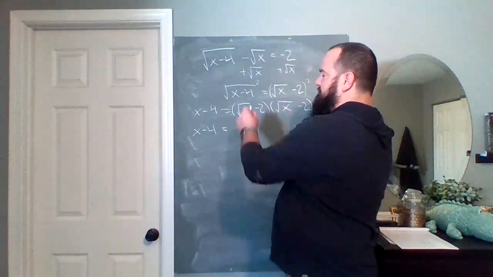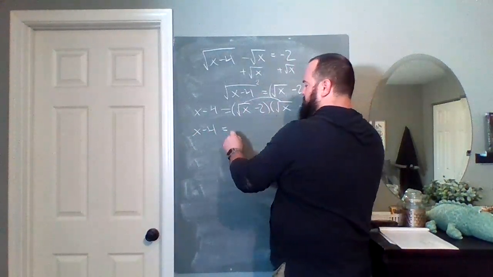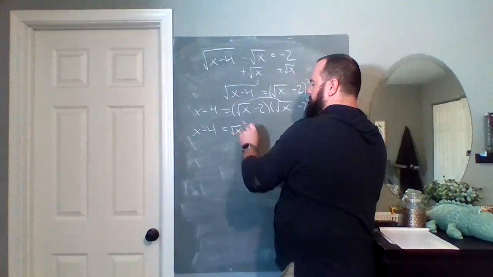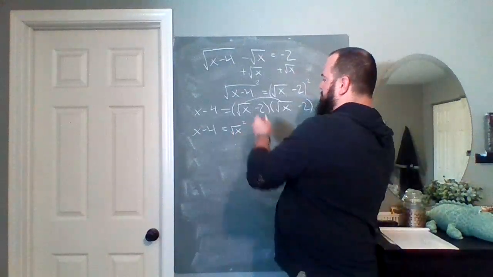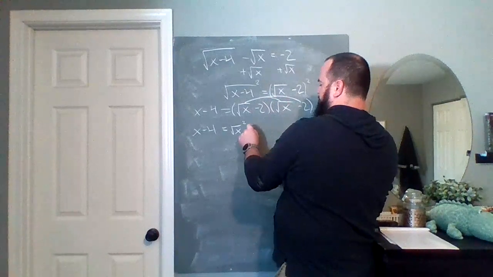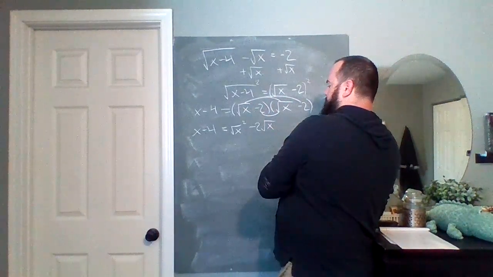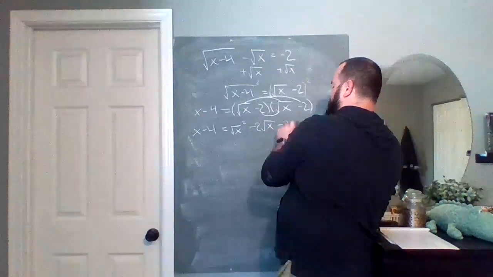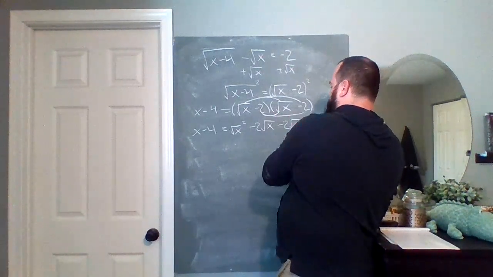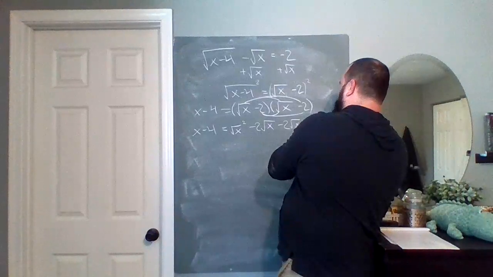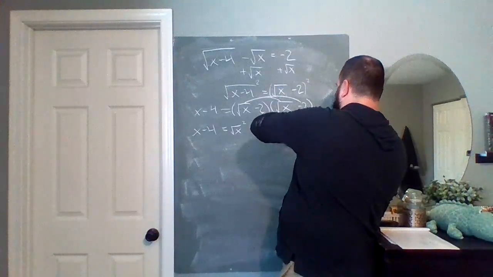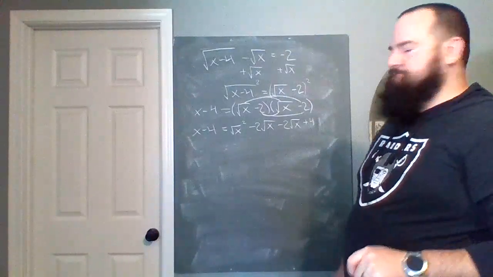So what I do first, I have square root of x times square root of x. So that's the square root of x squared. Then square root of x times negative, so I have -2 square root of x. And inside I get another -2 square root of x. Last, plus 4. Okay?